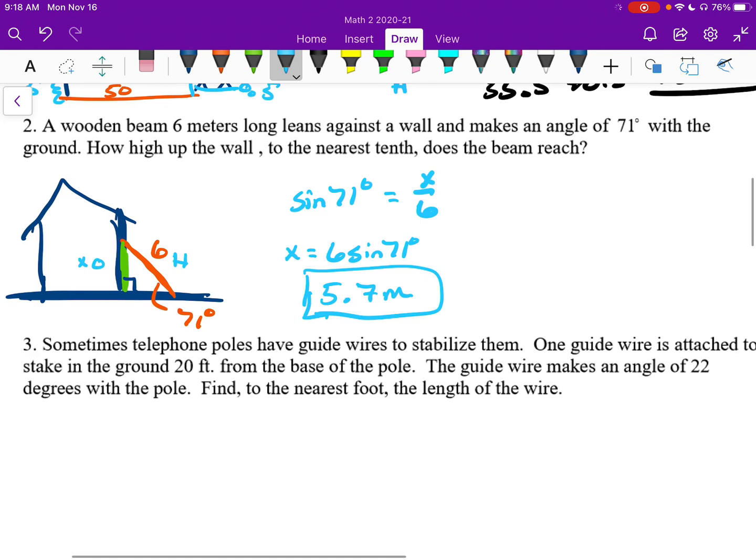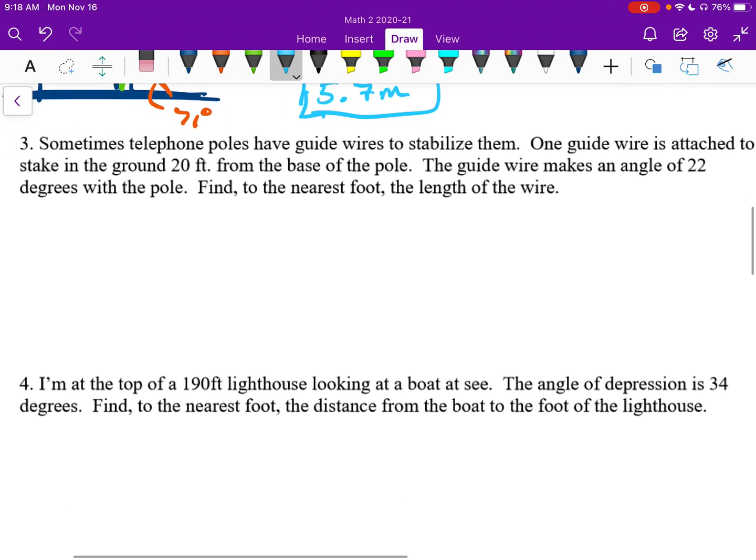All right, number 3. Sometimes telephone poles have guide wires to stabilize them. One guide wire is attached to a stake in the ground 20 foot from the base of the pole. The guide wire makes an angle of 22 degrees with the pole. Find to the nearest foot the length of the wire.